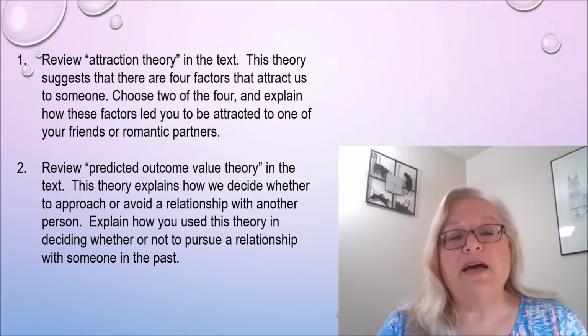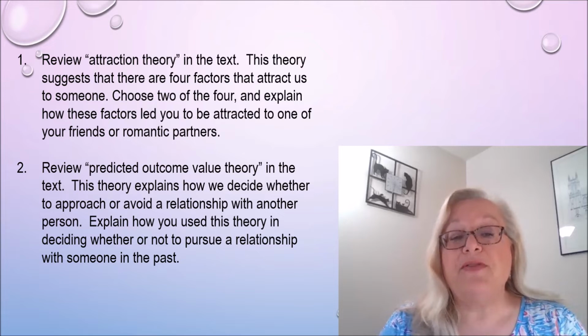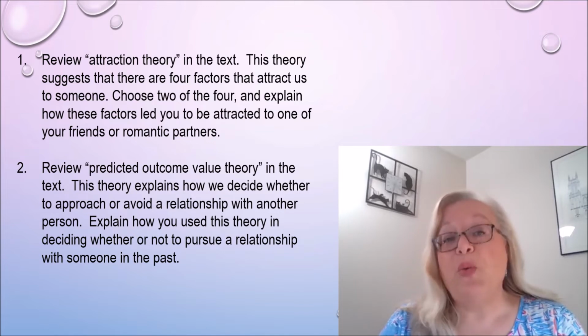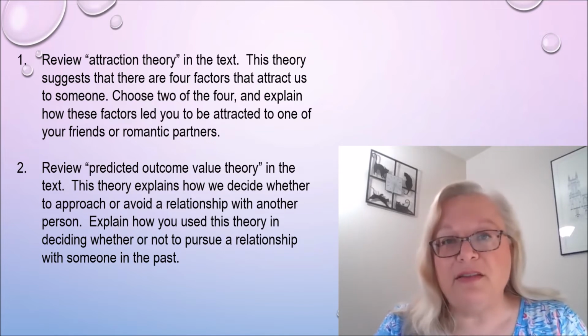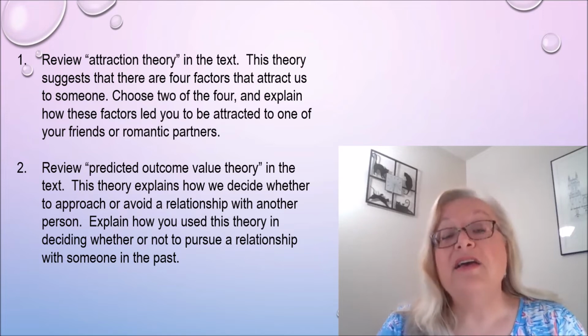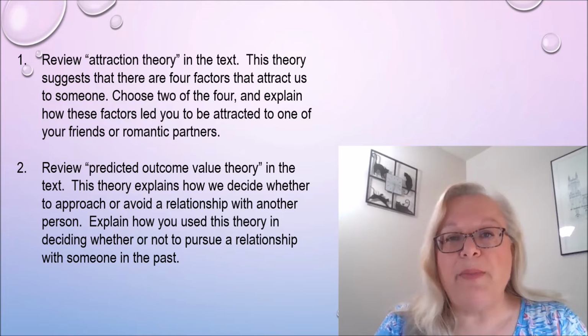The second part of the exercise, I'm going to ask you to review predicted outcome value theory in this chapter of the text. This theory has to do with how we weigh the pros and cons of entering into a relationship with this person we're attracted to. What do we expect might happen, and what do we base those expectations on? So those are the 2 topics in the chapter that I'm going to ask you to write about in this particular worksheet, and I'll give you further details coming up.